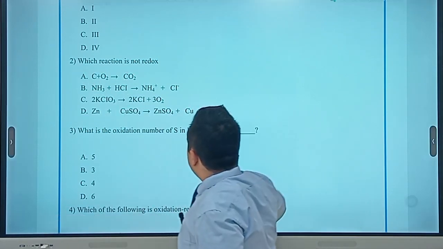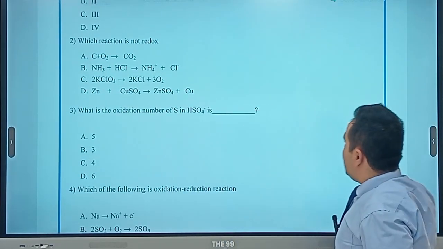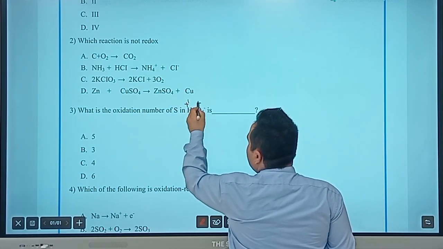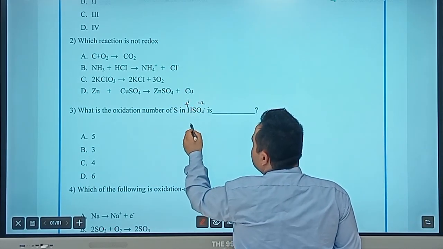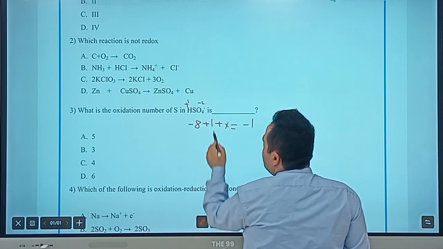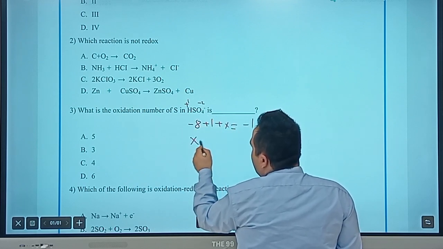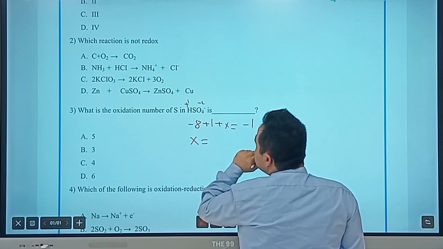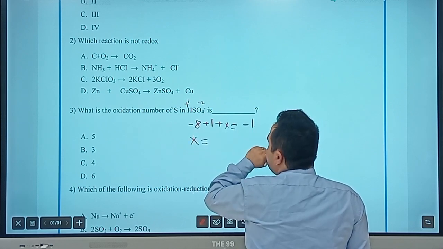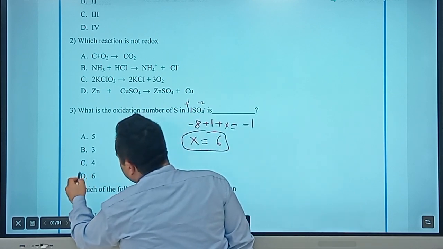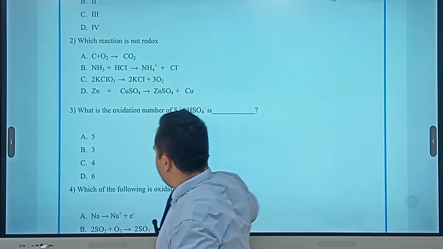What is the oxidation number of S in HSO4 negative? Hydrogen is positive 1, oxygen negative 2. 4 multiplied by negative 2 is negative 8, plus 1 plus X equals minus 1 because it's minus 1 the charge. X equals minus 8 plus 1, which is minus 7. Taking to the other side, plus 7 minus 1 becomes 6. So 6 is the correct answer. D is the correct answer.